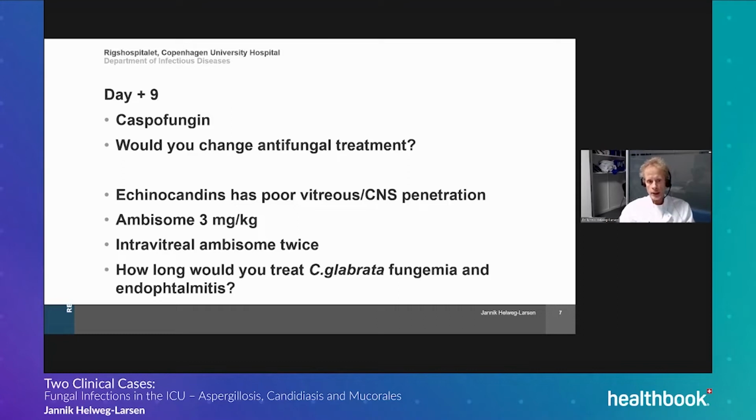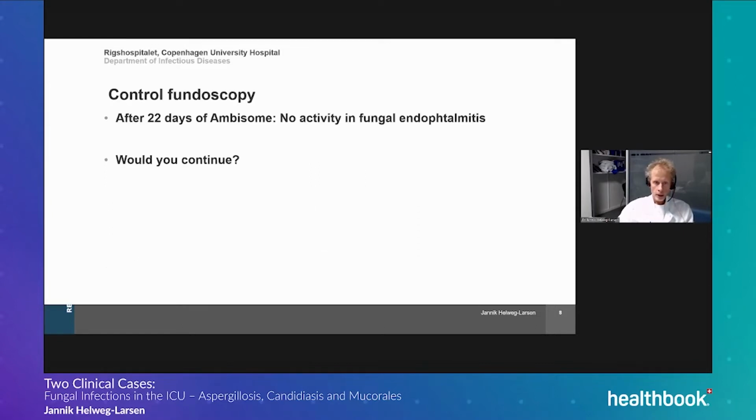And the next question is, how long would you actually treat Candida glabrata fungemia and endophthalmitis? The patient is stable, and we've been following him during Ambisome treatment, and after 3 weeks of treatment, he has no activity in his endophthalmitis. But at this point, would you continue the treatment? We elected to continue the Ambisome. The usual guideline is that you have to treat at least 4 to 6 weeks.